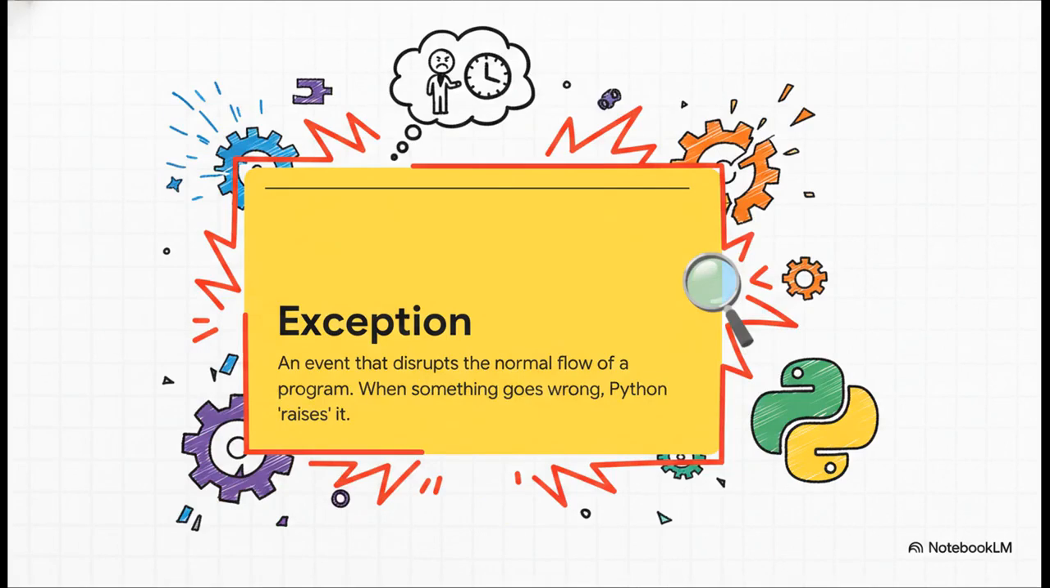Okay, let's dive in. First things first, what we usually just call an error is technically known as an exception in Python. And it's not a crash in the way you might think. It's actually a specific event that interrupts the normal step-by-step flow of your program. When something weird happens, Python doesn't just break, it intentionally stops and raises an exception. It's a feature, not a bug.